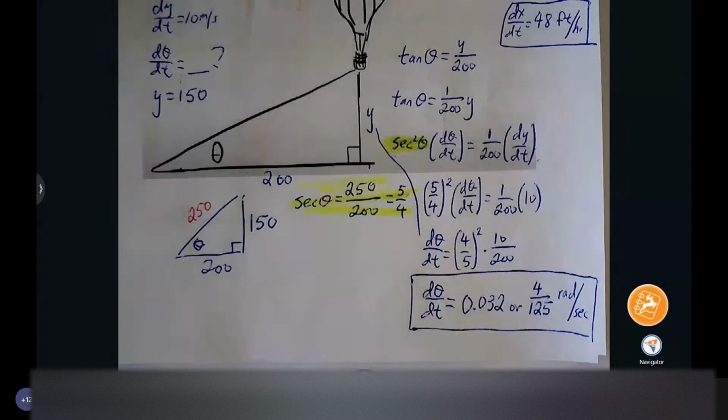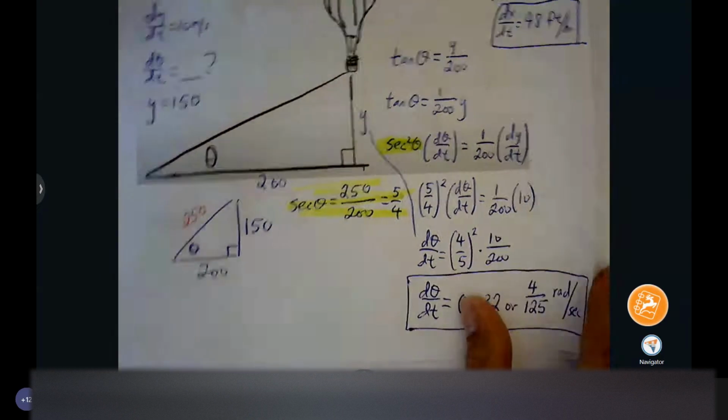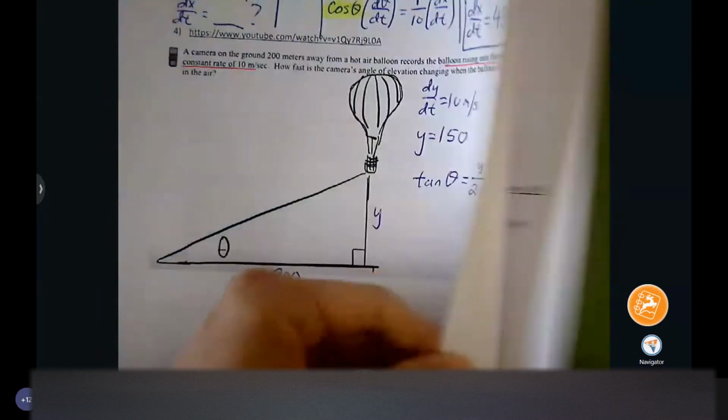Number 5. Does anybody still need this? Okay, you guys good? All right. Number 5. Okay, I'll help us draw the diagram here.